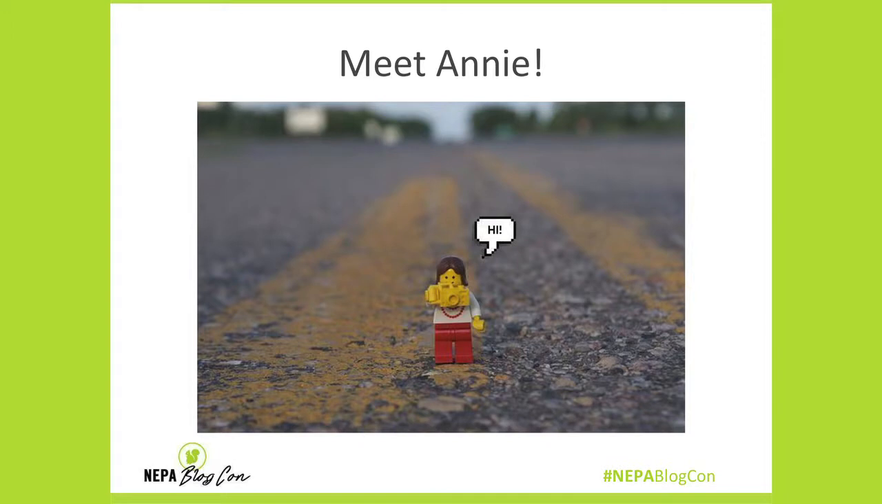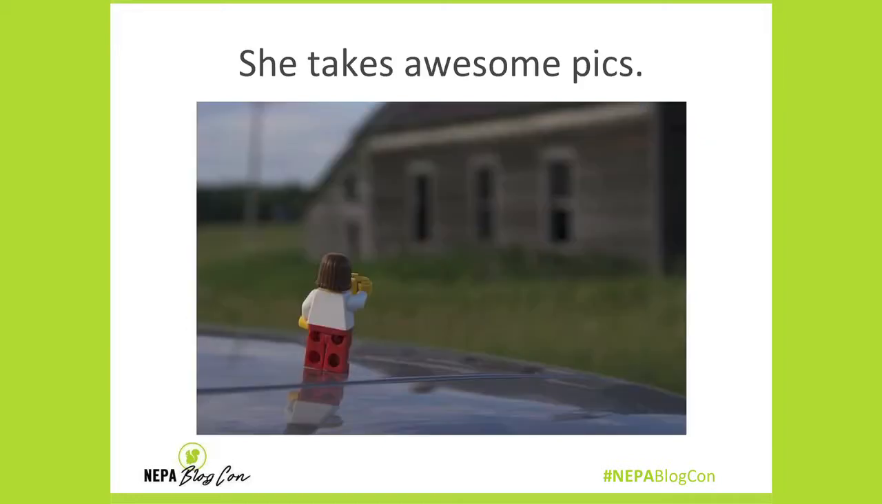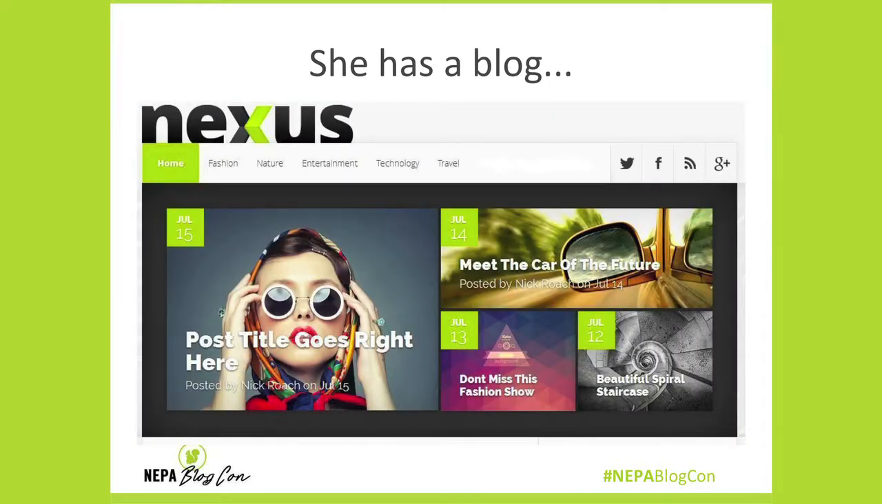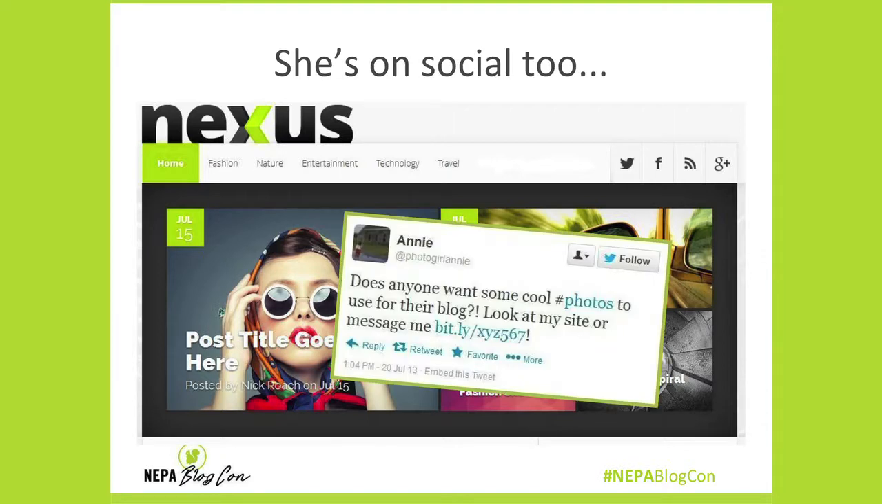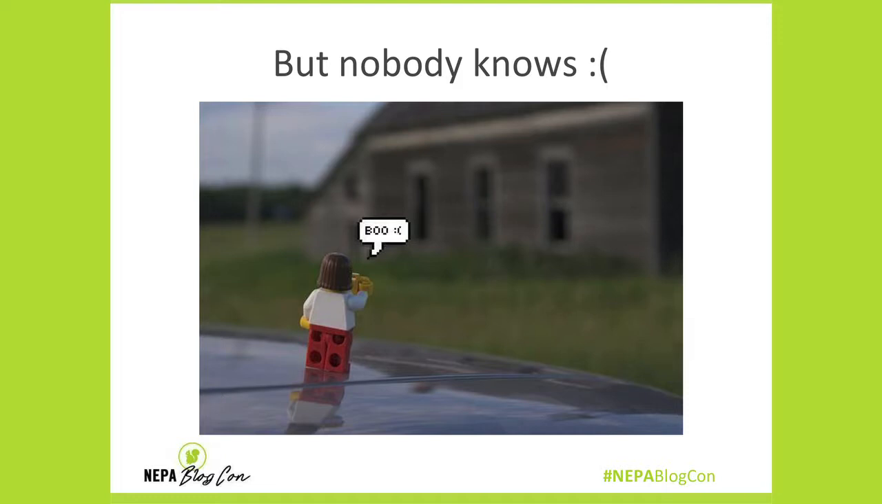And I thought the best way to do this would be to use a real-life example. So real-life that I use Legos. So this is Annie right there, and I'm not sure if you can tell from where you're at, but she's a photographer, hence my little camera. And she really takes awesome photos, which is great. Everyone has their niche and what they're into, and that's Annie's. She has a blog, looks sweet, real cool. She's even on social too. She tweets and gets it out there. Now, the one problem, and what really stinks for Annie, is nobody knows. And that's a problem that a lot of people have.